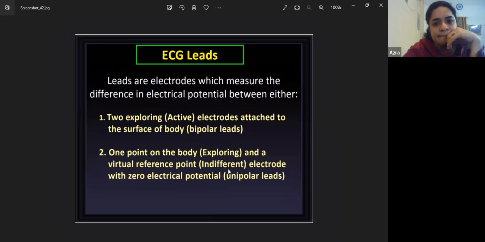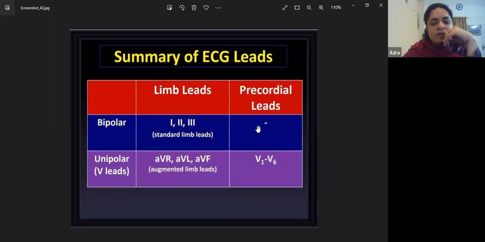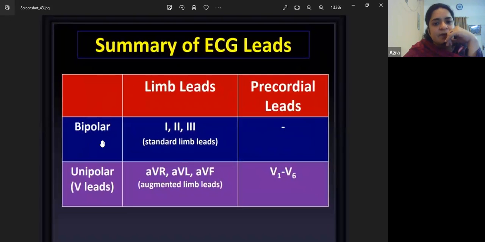Understand? Okay. Now summary of ECG. Bipolar: standard limb leads 1, 2, 3. And precordial leads? No. Unipolar: 6 leads. AVR, AVL, AVF are the augmented limb leads. And V1 to V6.